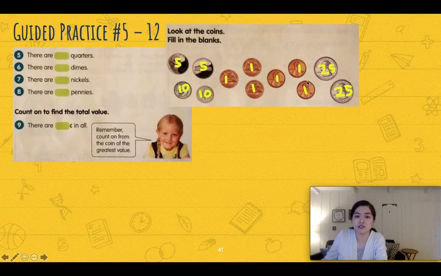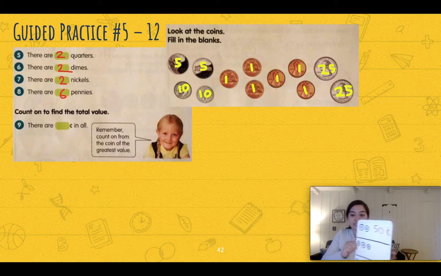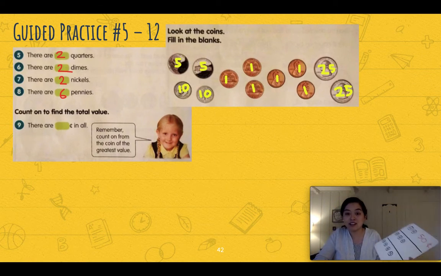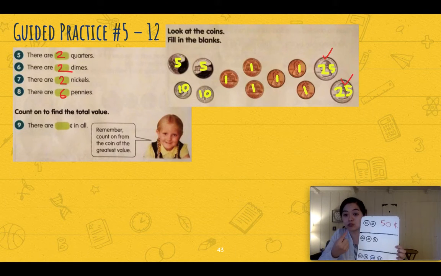And here are the values of the coins on the top. And here's what we counted here. Now, what's the total value of these coins? So let's start from the biggest one. The biggest ones are the quarters, and we have 2 quarters. How much are 2 quarters? Well, let's look at our notes. 2 quarters is 50 cents. Okay, so we counted the 2 quarters, so it's 50.